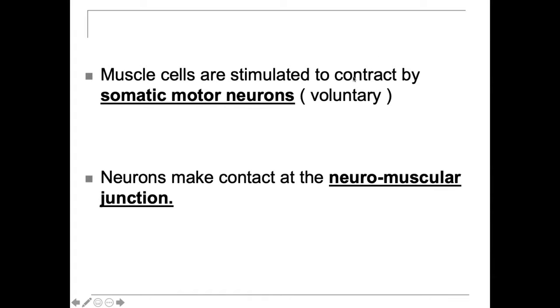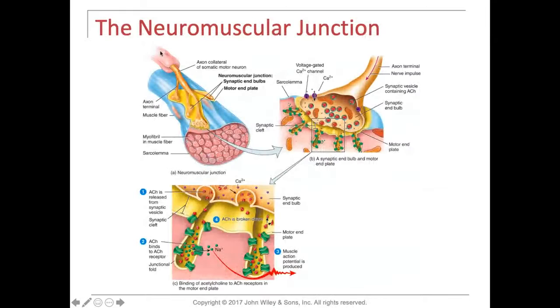Remember, the term contraction means to generate tension. And muscle cells are stimulated to contract by somatic motor neurons. Motor neurons are the type of neurons that will attach to muscles, to the end plate of the muscle. And again, they're voluntarily controlled. The neurons make contact at the NMJ or the neuromuscular junction.